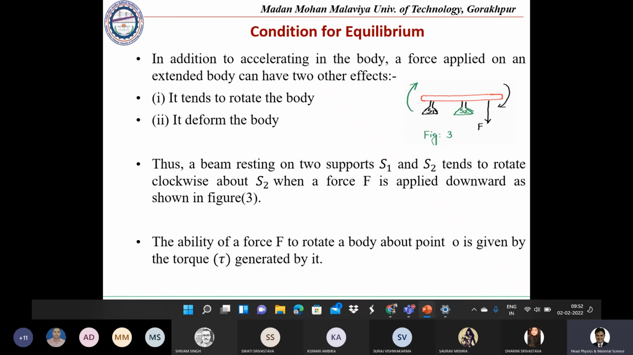Whenever we are talking about the torque, then a fixed point must be required there, about which the rotation is there, or from which position we are calculating this torque. That torque is given by the distance of that point from the force, that is the vertical distance, and the force multiplied with that particular vertical distance from that particular point.